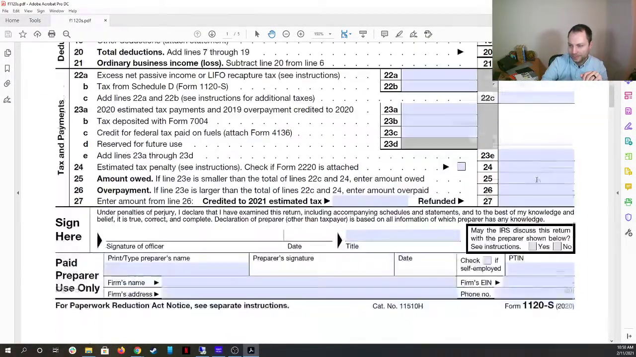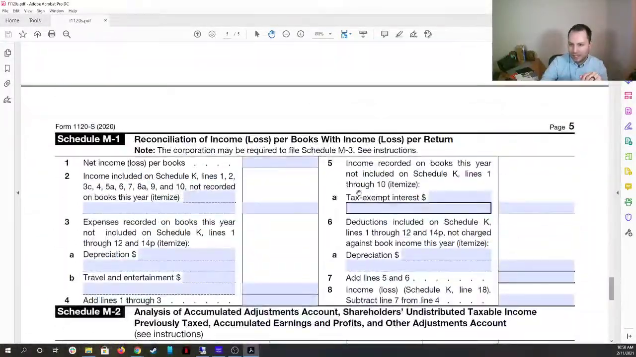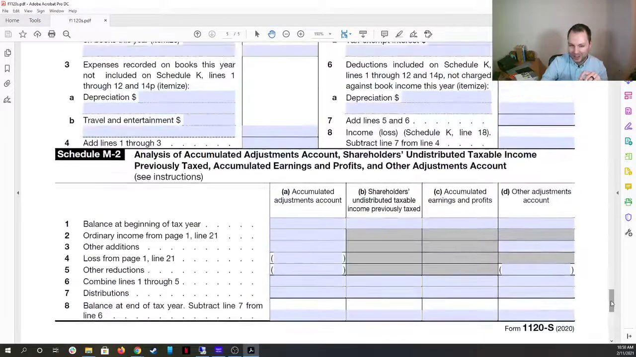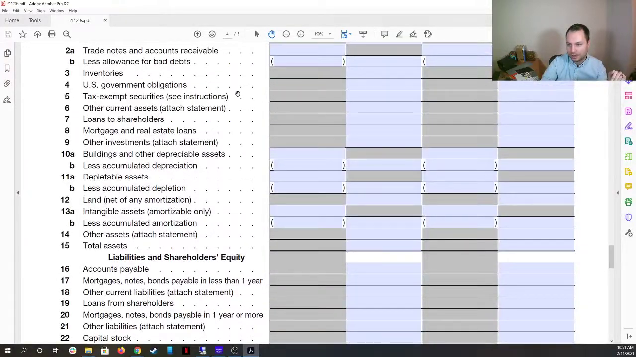this most of the time. And then this line here should tie to your balance sheet, your books. So if you're using QuickBooks or something like that, that should essentially tie there, unless there's some weird things that aren't in your books that should be. And then this balance sheet should tie to your books.